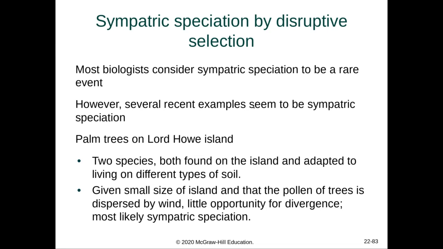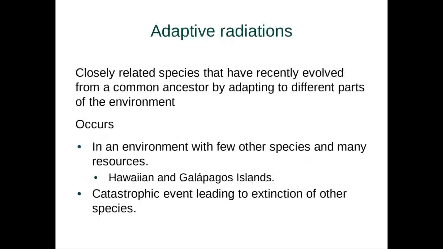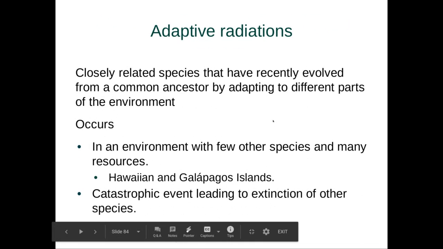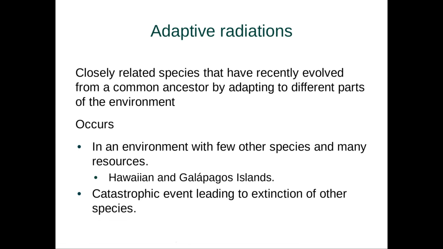Now, given the small size of the island and that the pollen of the trees is dispersed by wind, there's actually little opportunity for divergence, but there are 2 distinct species. So this is an example of sympatric speciation, again, all driven by differences in soil properties. Now, we can also have what's called adaptive radiation, and we've actually sort of discussed this already, but we didn't give it a name yet.